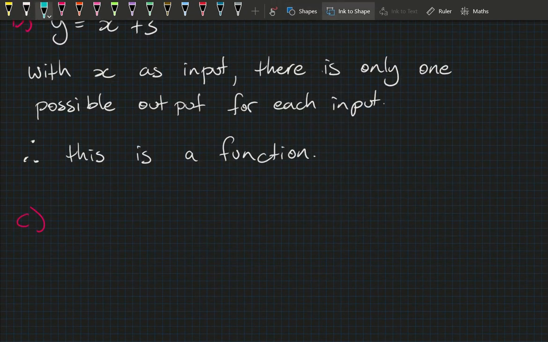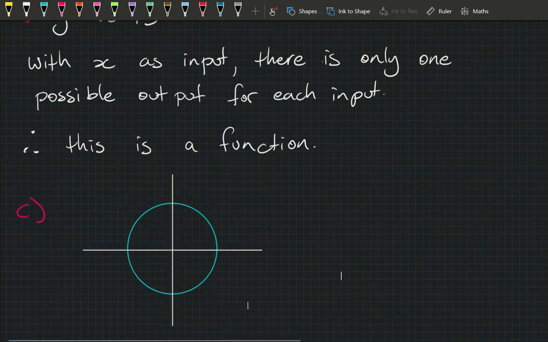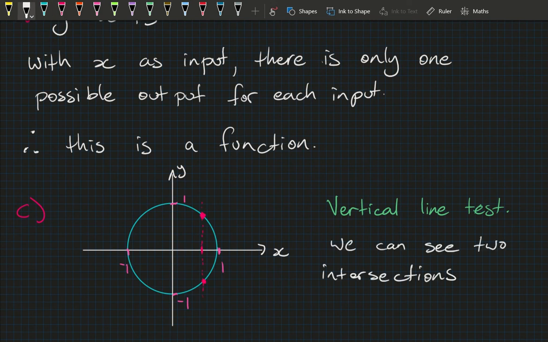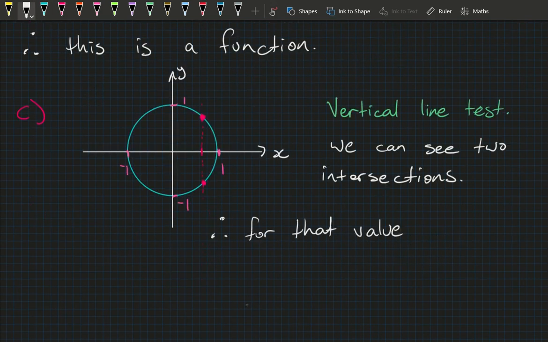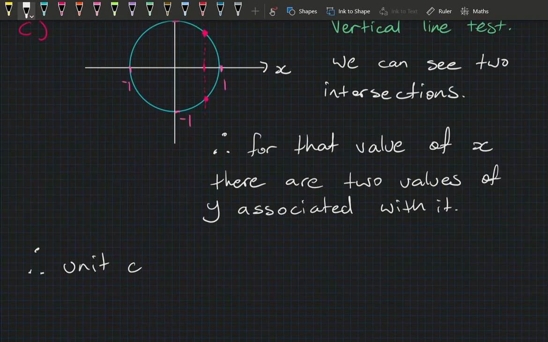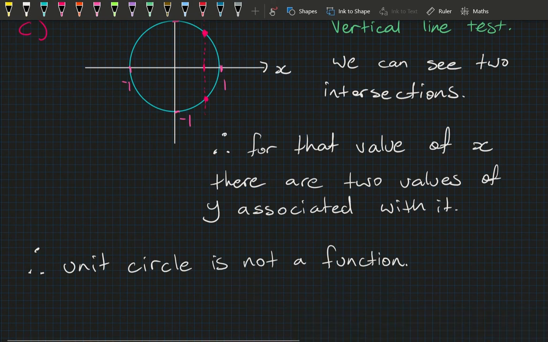Finally, part C, we've got a graph of a circle. This is a unit circle, so everything is 1 or minus 1. If I use the vertical line test, just picking out this x value here, you can see that we're going to have two intersections. So for that value of x, there are two values of y associated with it. This means that the unit circle is definitely not a function. So that's an example of all three types of situations we're going to be looking at.